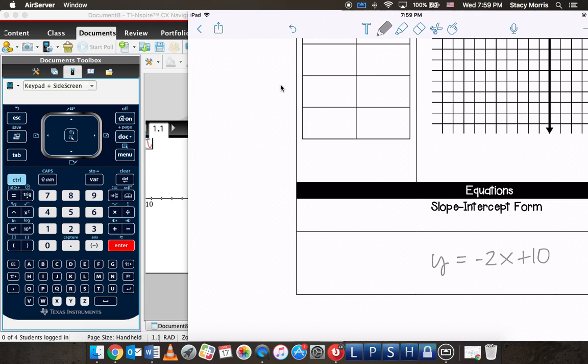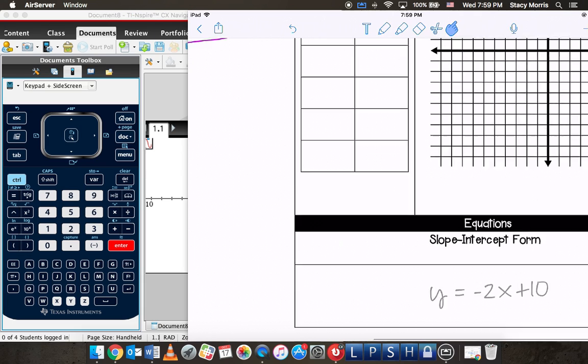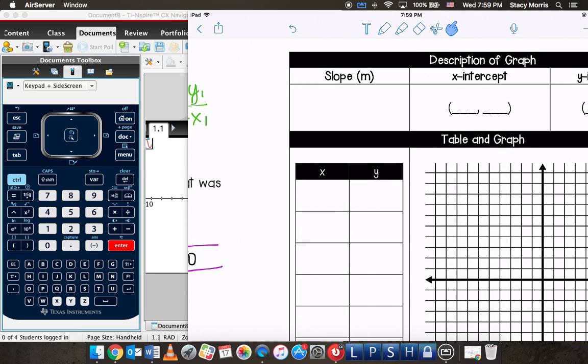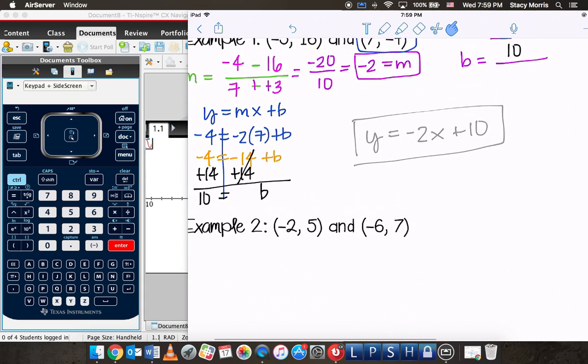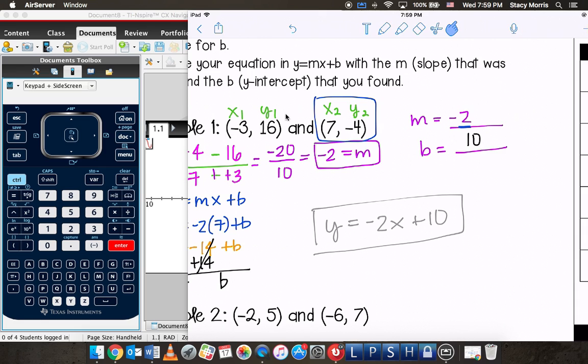All right, and I'm going to fill in this information that I already know. So I already know my slope was -2. My y-intercept that we solved for, remember our y-intercept was the b that we solved for right here, was 10. So that point would be 0, 10.